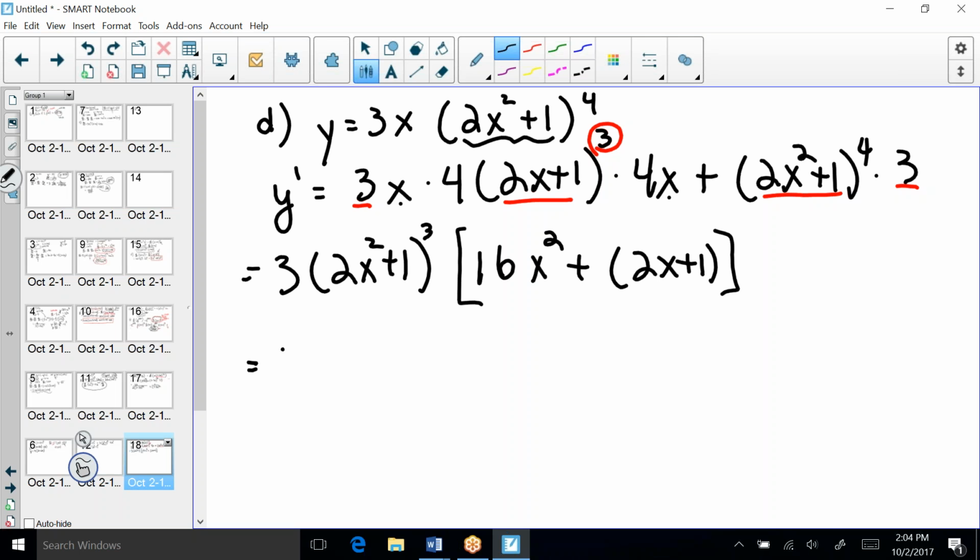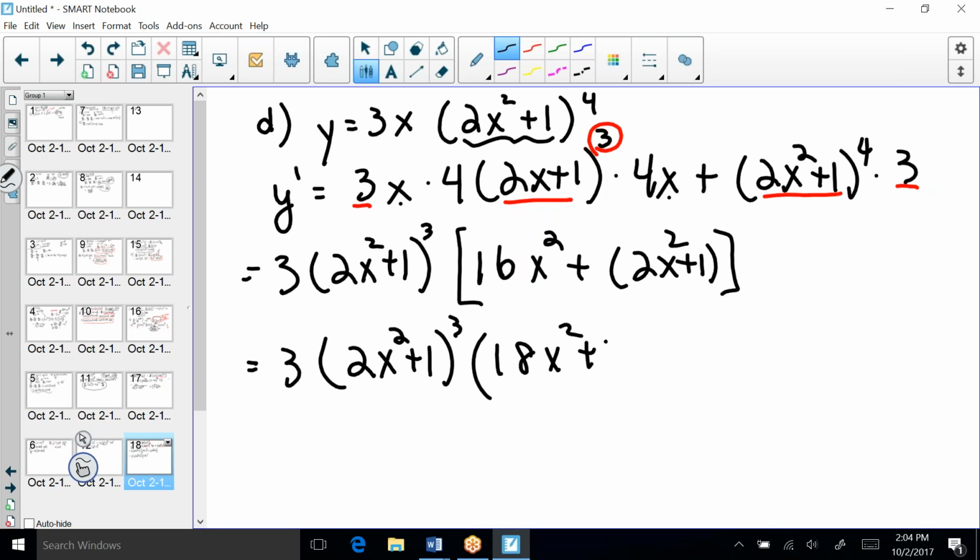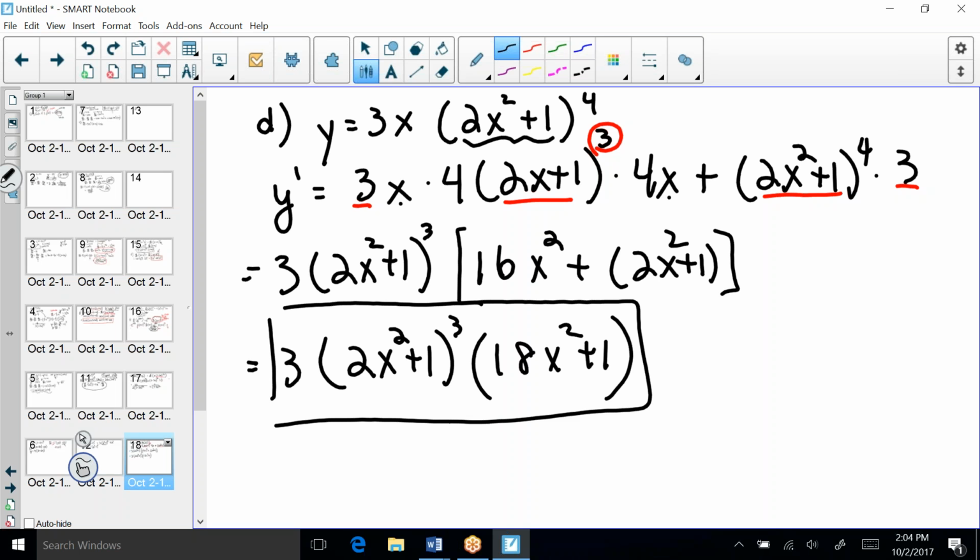And then this is the same thing as 3. So all factors are going to be 2x squared plus 1 cubed times, this should be 2x squared. So 16x squared plus 2x squared is going to be 18x squared plus 1. And that's going to be your answer, completely factored for that one.